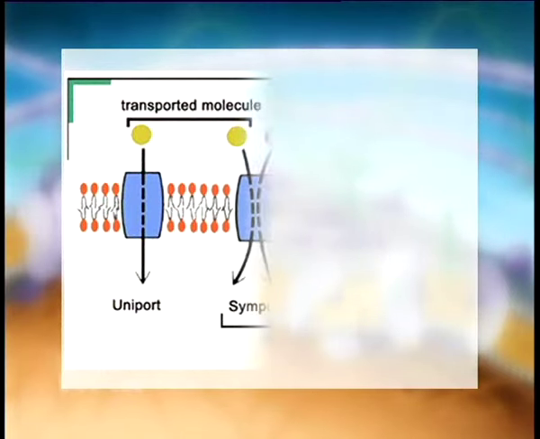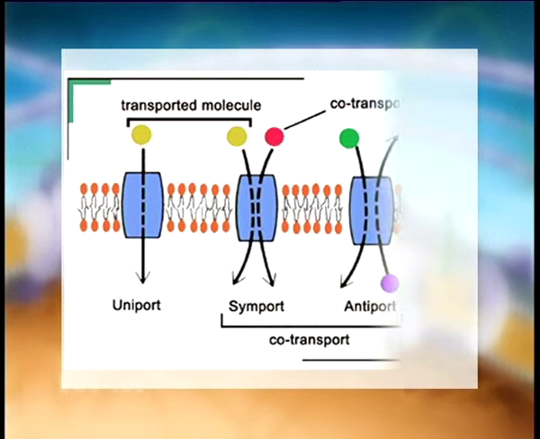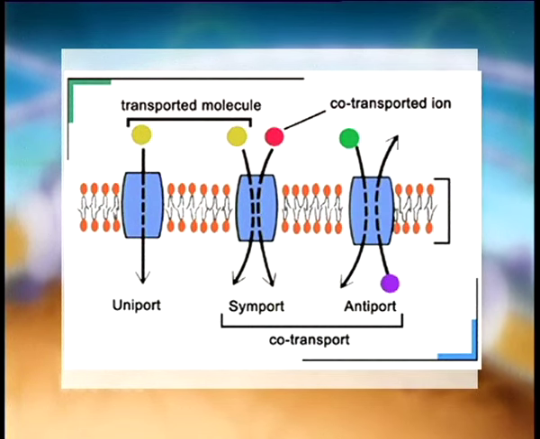This active transport system may act as uniport or co-transport process. In a uniport process, only a single molecule is transported. In co-transport processes, transport of one molecule is linked with the transport of another molecule either in the same direction, that is symport, or in opposite direction, that is antiport.